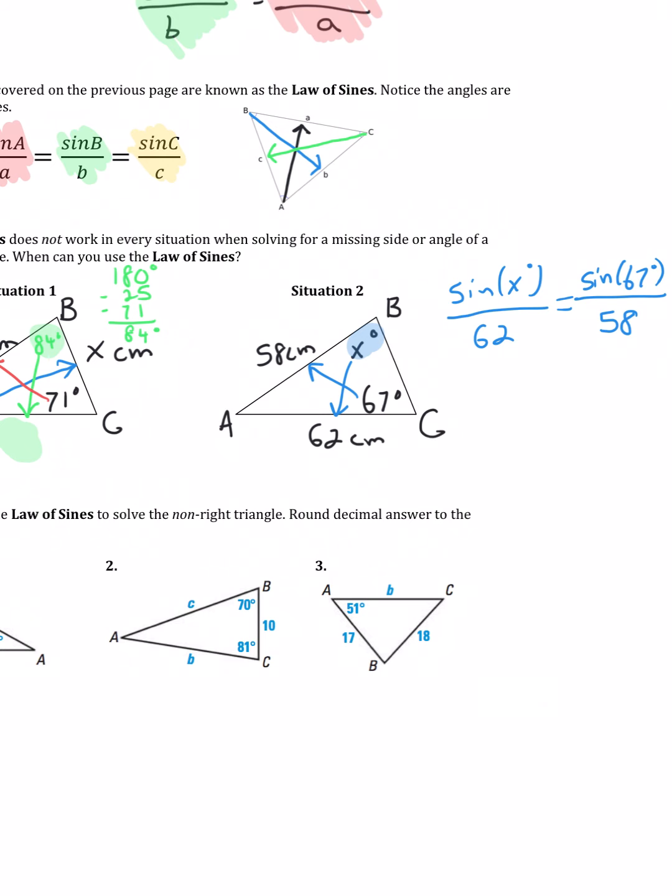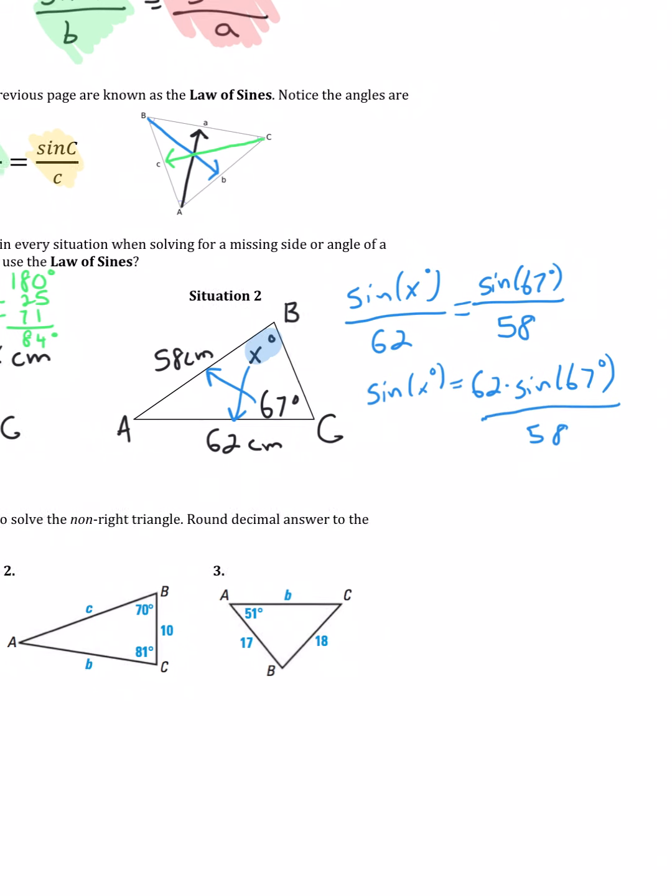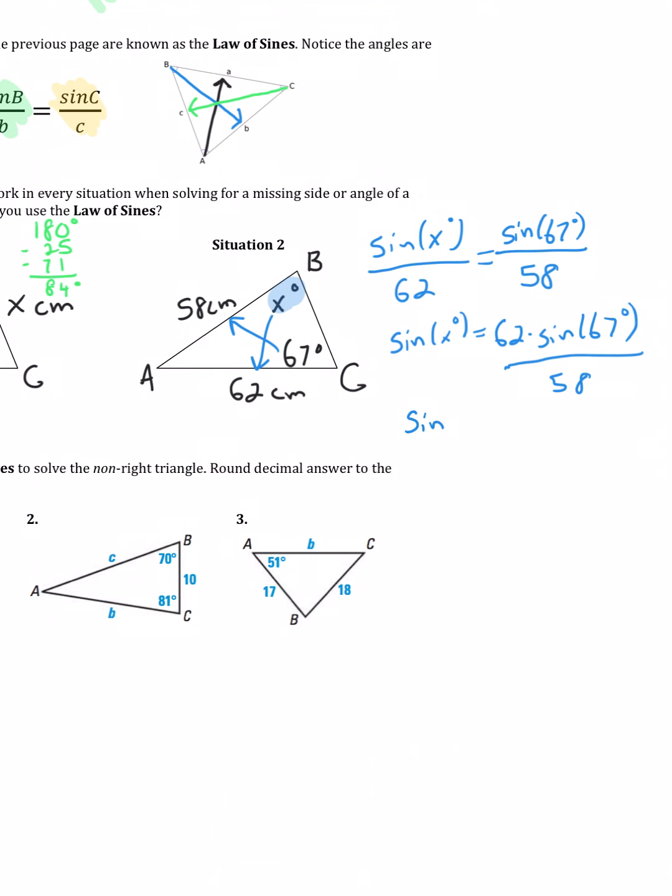Those are the ratios we always want to set up to get our trig functions by themselves, to solve for a missing angle or missing side length, I mean. Okay, so now I can multiply both sides by 62, and I'll get sine of x degrees equals 62 times sine of 67 divided by 58. And I can just put that into my calculator, and I'll get some weird number. Turns out here it's going to be like 0.98.